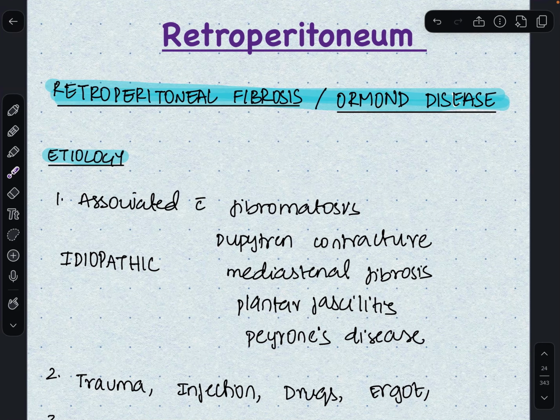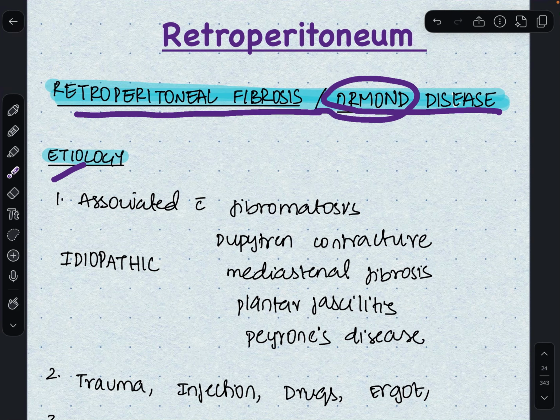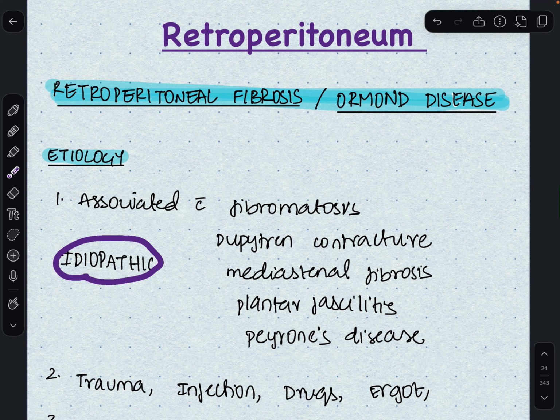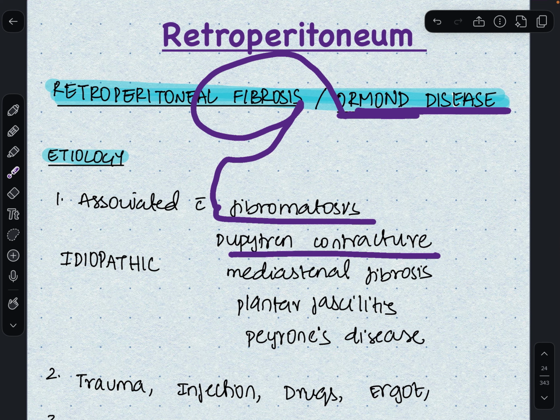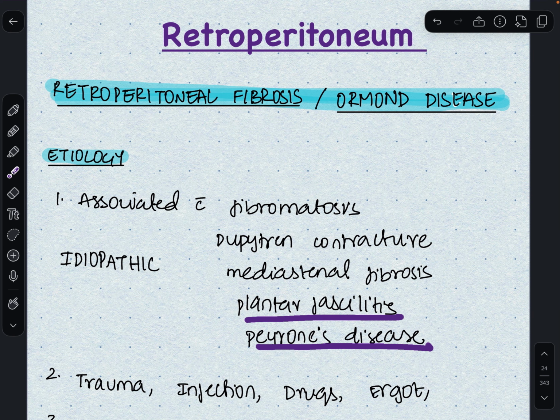In this video, we'll talk about retroperitoneal fibrosis. It's also known as Ormond's disease. Coming to the etiology, the main cause is idiopathic. So what is Ormond's disease? This is a retroperitoneal fibrosis which is associated with fibromatosis, Dupuytren's contracture, and then mediastinal fibrosis, plantar fasciitis, Peyronie's disease.